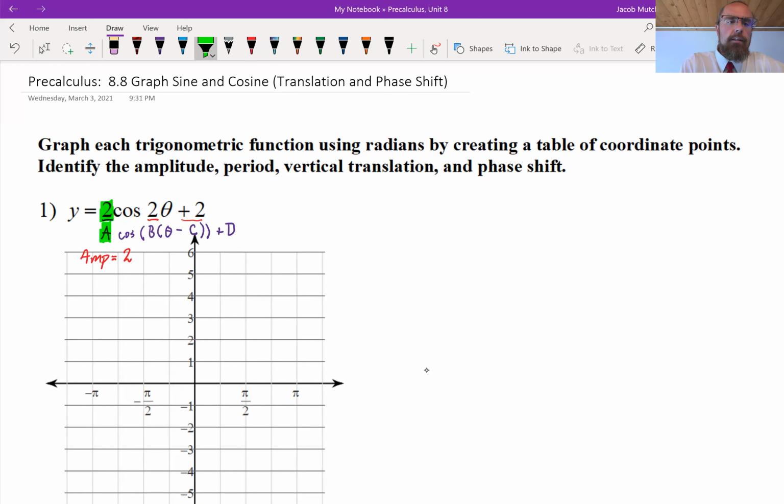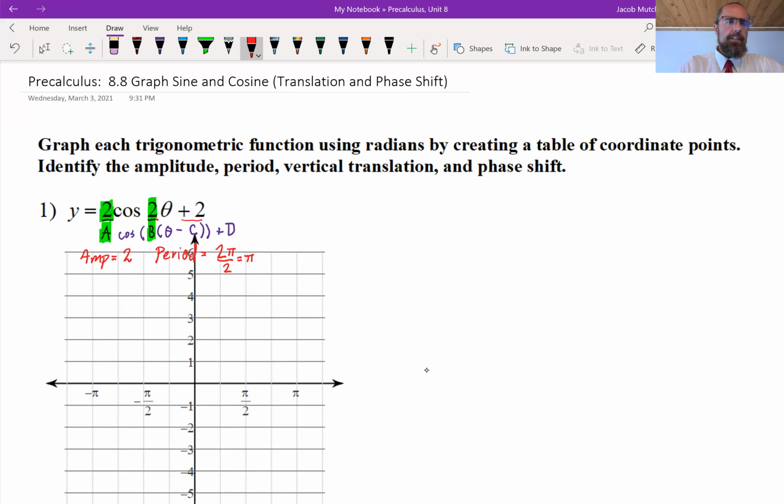I've also got this B, and that's what we would call some kind of period change. And remember how we change the period is we take the usual period of a function. So for cosine, the usual period is 2 pi, and you divide it by that B value. So for us, we're going to take 2 pi and divide it by our B value of 2. So the period that we'd expect for this function is shorter than the normal one. So half of it, it's going to be more compressed horizontally.